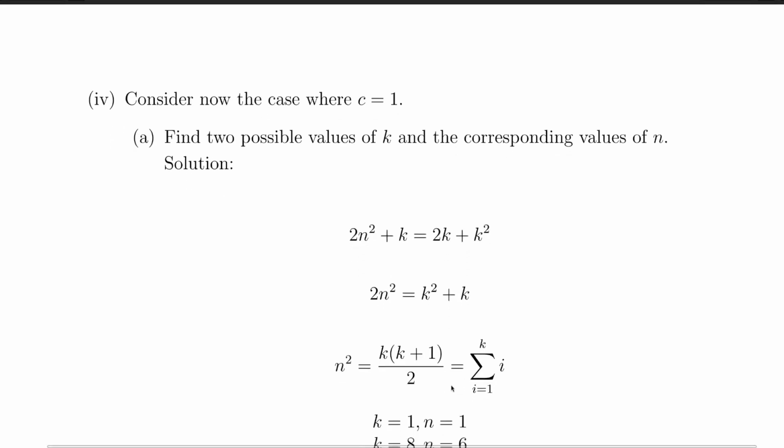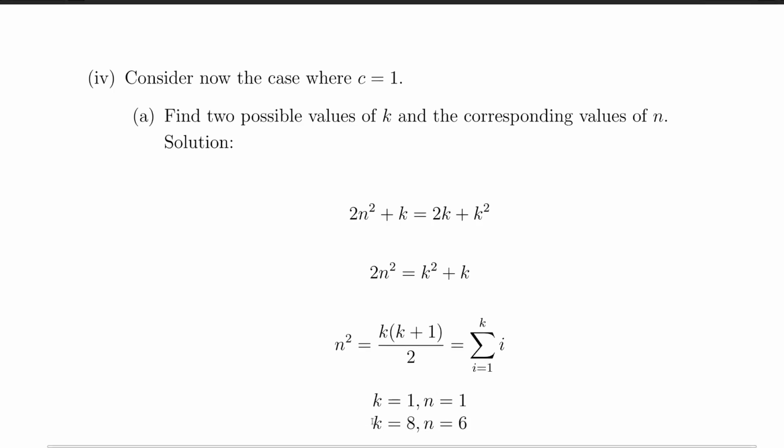And then when you do that, you should find that when you get to k equals 8, so the first 8 consecutive integers from 1 upwards, you get a square number, which equals 36. And so then if n squared is equal to 36, then n is equal to 6. And that's how you get the second solution.